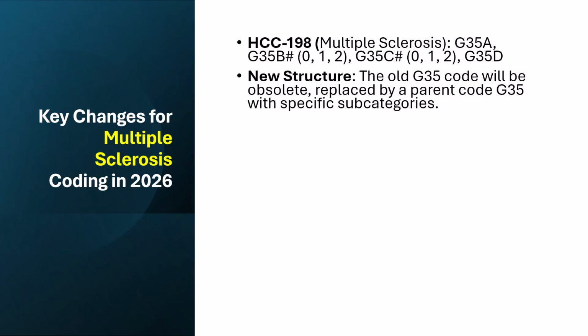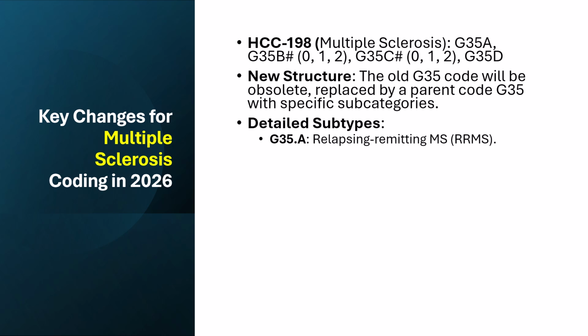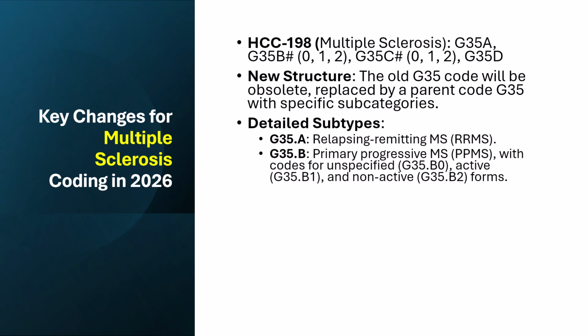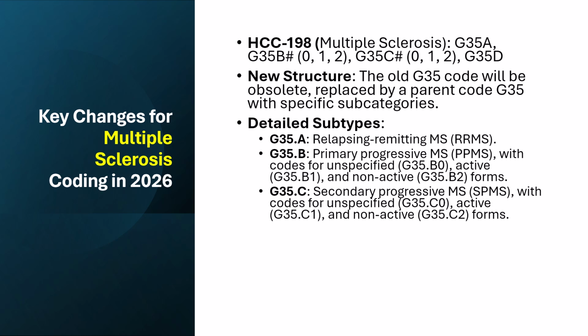Replace the parent code G35 with specific subcategories. Detailed subtypes are G35A, relapsing remitting MS, RRMS. G35B, primary progressive MS, PPMS, with codes for unspecified, active, and non-active forms. G35C, secondary progressive MS, SPMS, with codes for unspecified, active, and non-active forms.